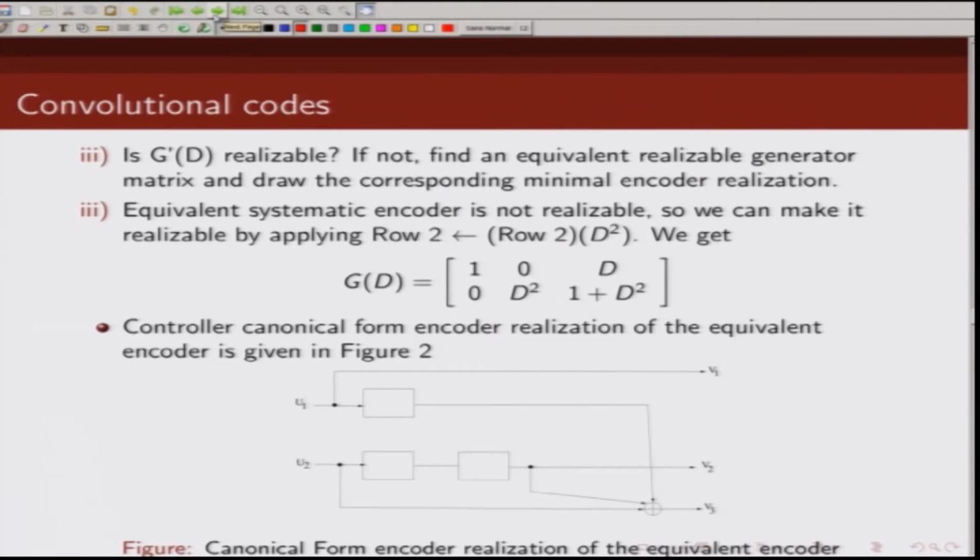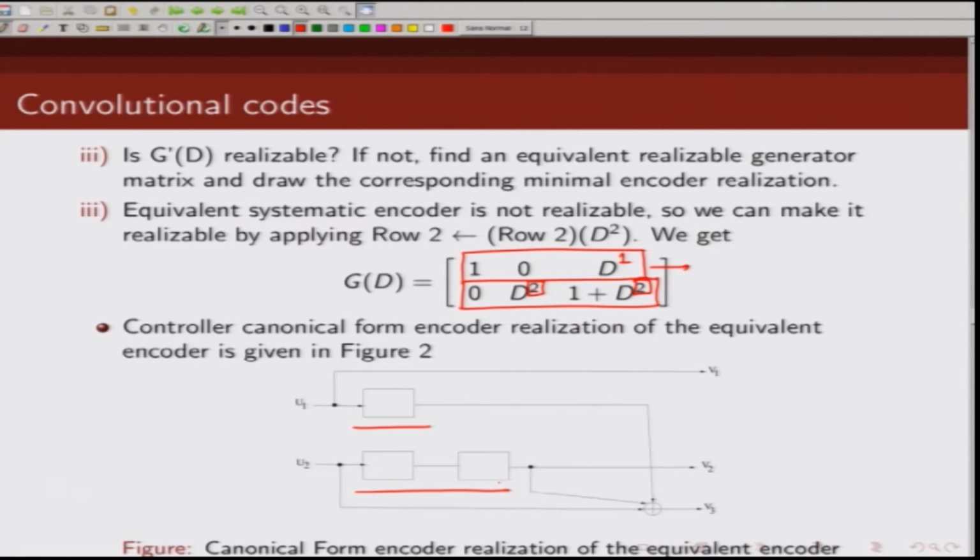So, how do we realize it? Again, if we are using controller canonical form realization, we will have one set of shift registers for this input, and another set of shift registers for this input. What is the maximum memory for the first row? The maximum power of D is 1. So, we will have one memory element for the first input. And what is the maximum power of D for the second? That is 2 here, 2 here, 2 here. So, we will use 2 memory elements for the second input.